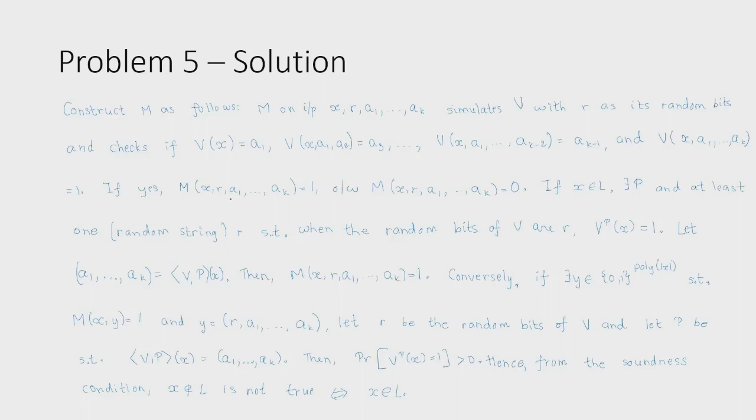So what have we shown? We have shown that if x is in L, then M accepts, and if M accepts, then x is in L. So M accepts if and only if x is in L. This is the same as the argument at the end of the proof of claim 2. And so L is in NP. Is this fine? So now let's move on to the next problem.